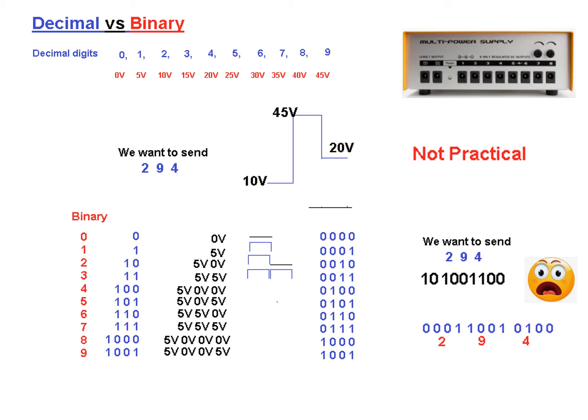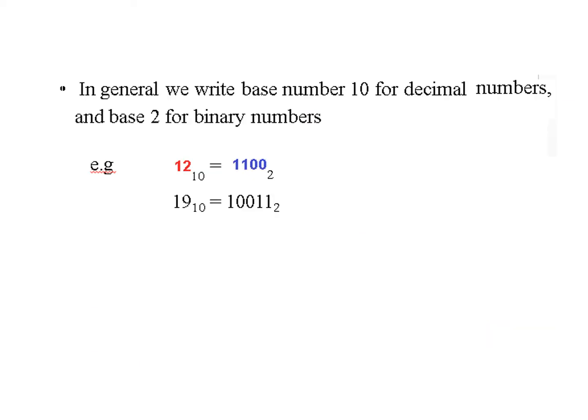So at the receiver end, we know that each number is 4 bits. So it will easily detect the first 4 bits and say it is 2, then the next 4 bits and interpret it as 9, and the next 4 bits and interpret it as 4. So this is the commonly followed convention for writing binary numbers.